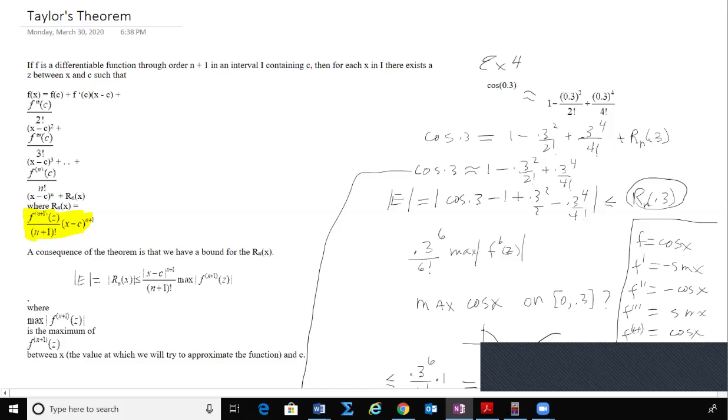So we can use that if we can find it. We've got to put a bound on that derivative. That's the idea. So over here now, in this example, number 4, we're given this way of approximating cosine of 0.3. It's using the fourth Maclaurin polynomial here to get that approximation. Now the question is, how good is it?